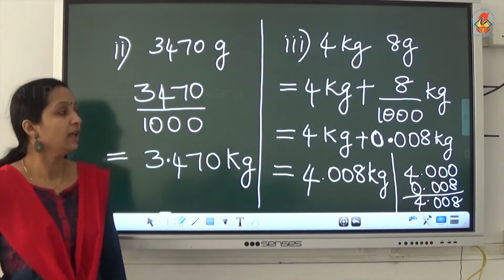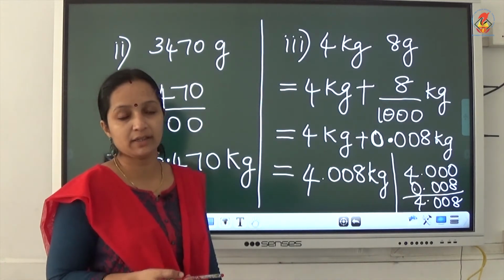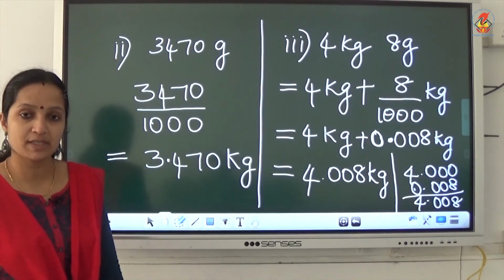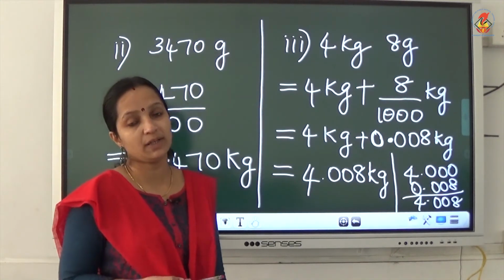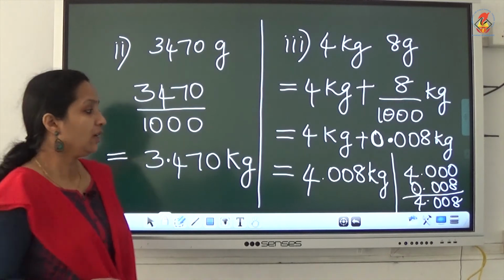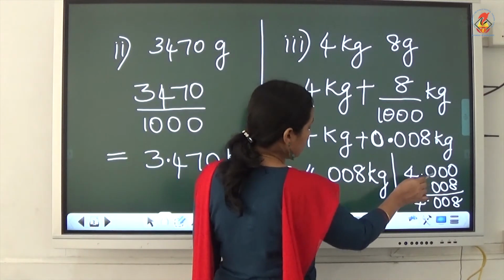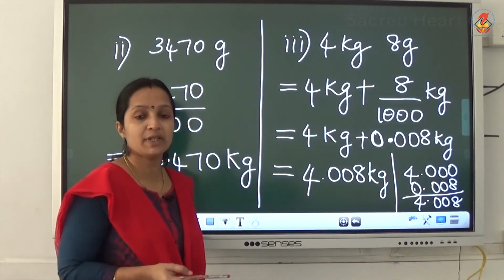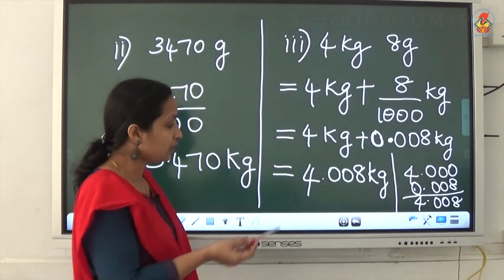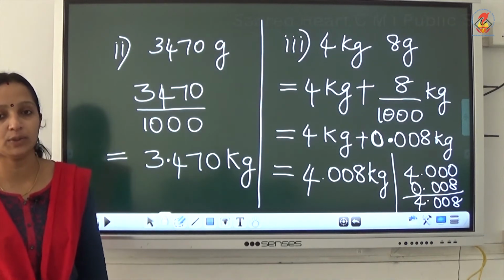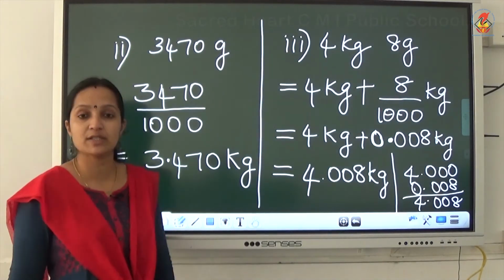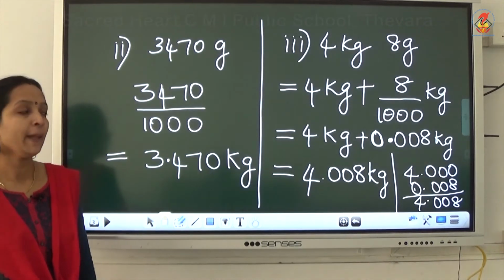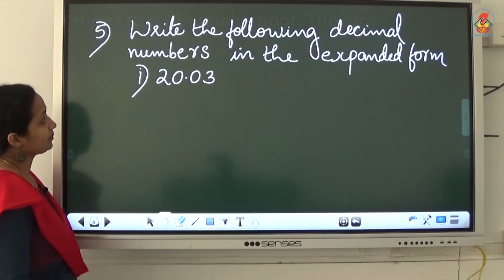For converting gram to kilogram, divide by 1000, and if addition is coming, convert the decimals into like decimals, then only you do the addition. Like decimals means the number of places in the decimal part is the same. Such decimals are called like decimals. So, convert it into like decimals, then do the addition, and you will get the answer 4.008 kilogram. I think it's clear for everyone. Now, move to the next question.